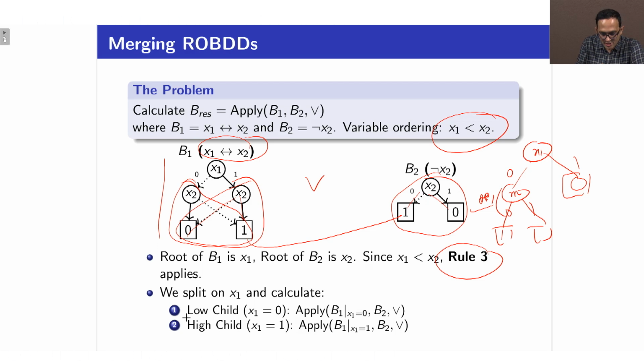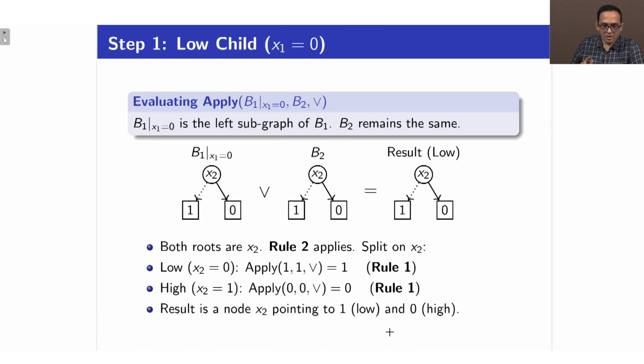The left child, x1 equal to 0, means apply B1 restricted with x1 equal to 0, OR B2, and the right child, or the high child, is basically x1 equal to 1, means B1 restricted with x1 equal to 1, OR B2, right. This is what logically I will do. So, effectively this restricted B1 is this and B2 is this. If I combine, they are the same thing, I will get this BDD, right.